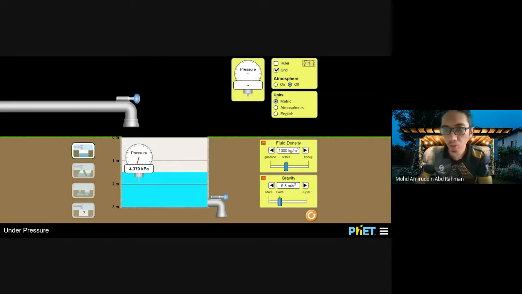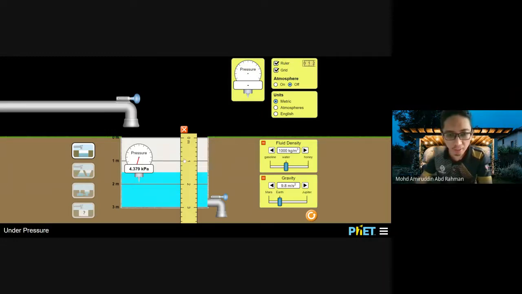Then you can use the ruler. You can drag this ruler to measure the distance of the water level, or water depth. You can see that the ruler gives you the water depth.